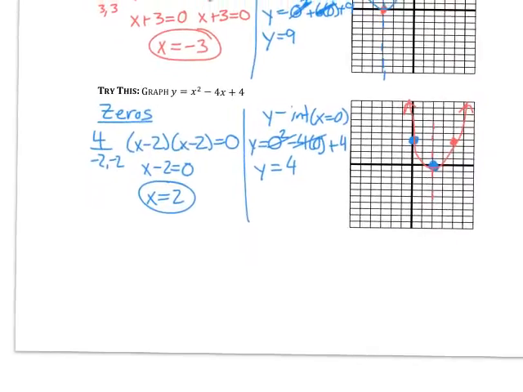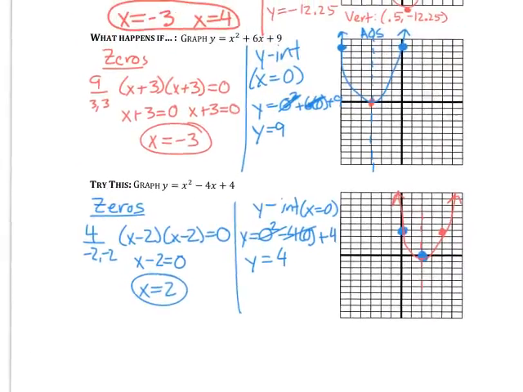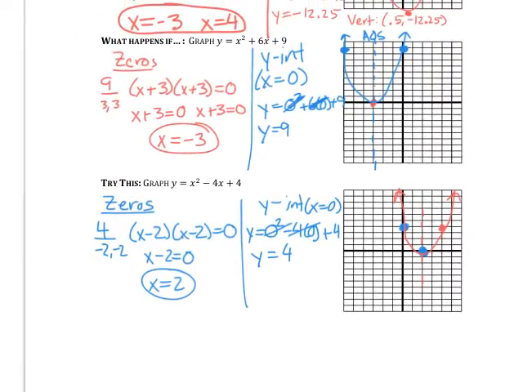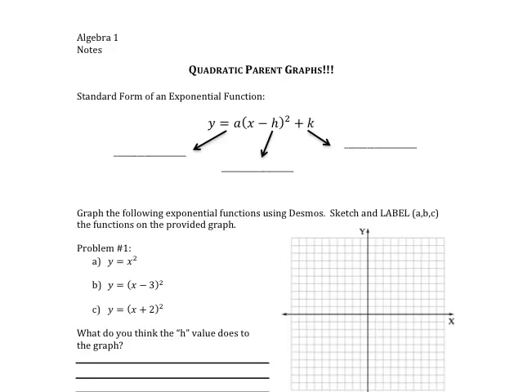Okay, so that's special cases. The special case happens when you only have a single zero, and you kind of have to be a little creative about the other 2 points you can find. Okay, let's go ahead to the next page and look at parent graphs.